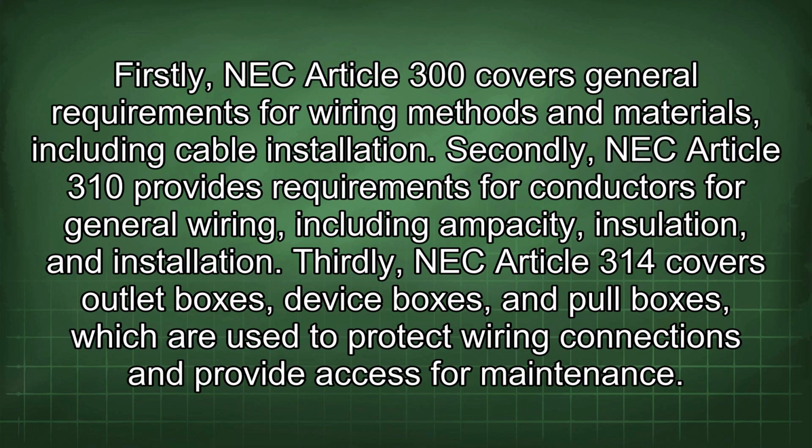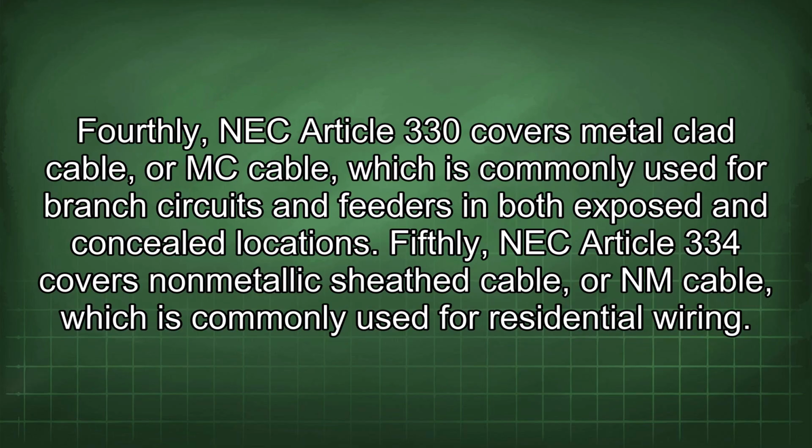Firstly, NEC Article 300 covers general requirements for wiring methods and materials, including cable installation. Secondly, NEC Article 310 provides requirements for conductors for general wiring, including ampacity, insulation, and installation. Thirdly, NEC Article 314 covers outlet boxes, device boxes, and pull boxes, which are used to protect wiring connections and provide access for maintenance. Fourthly, NEC Article 330 covers metal-clad cable, or MC cable, which is commonly used for branch circuits and feeders in both exposed and concealed locations.